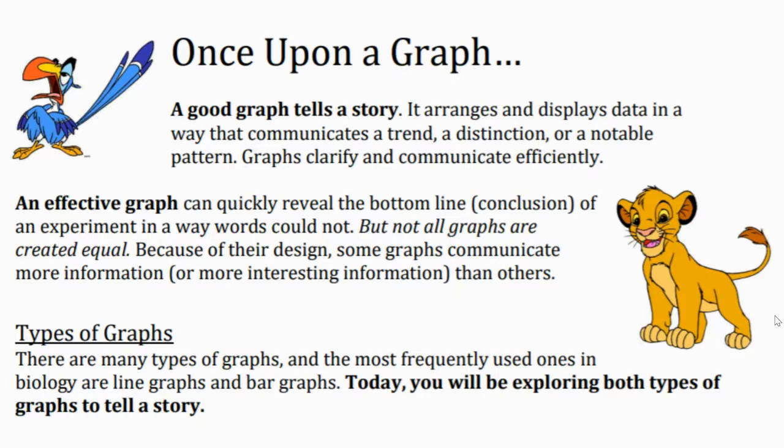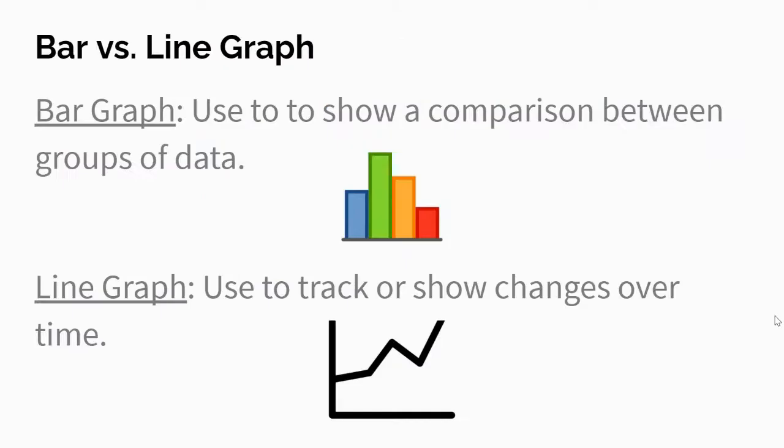There are many types of graphs, and the most frequently used ones in biology are line graphs and bar graphs. Today, you will be exploring both types of graphs to tell a story. To quickly review, a bar graph is used to show a comparison between groups of data. This takes the form of bars. A line graph is used to track or show changes over time, and the data points are connected to form a line.